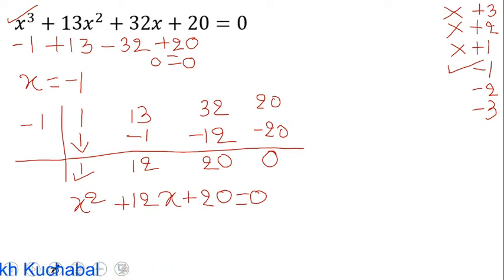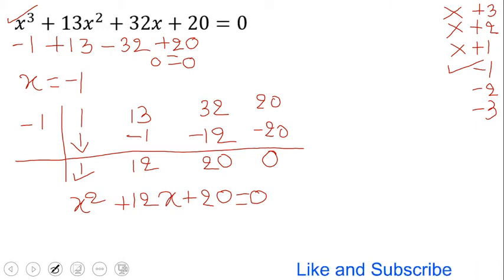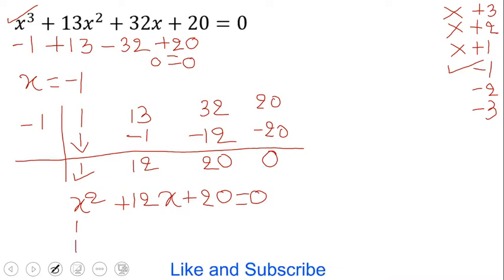See, in the last class we studied the solution of a quadratic equation by finding the factors. So I will use that. Now the x square coefficient is 1. The factors of 1 are 1 and 1, I am writing.